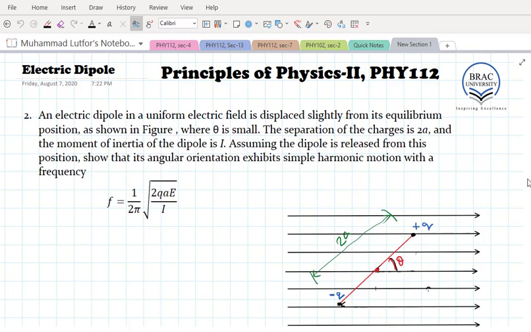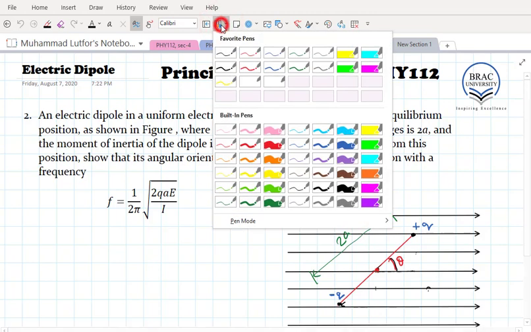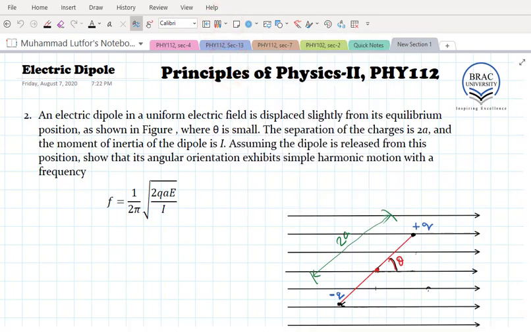Hi everyone, this is one more problem from electric dipole to choose. In this problem we say that an electric dipole is placed inside an electric field E, which is shown here. This is the direction of the electric field, and these are the two charges, one positive and one negative. They are separated by a distance twice a.